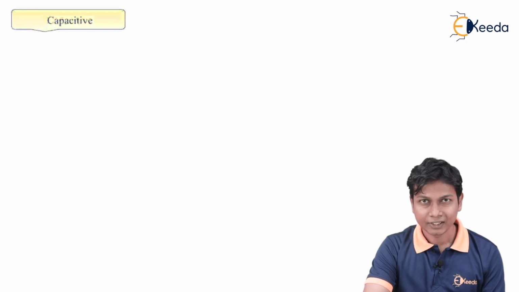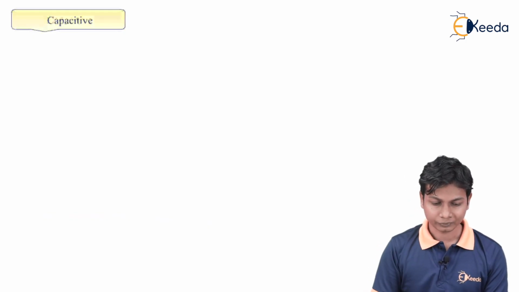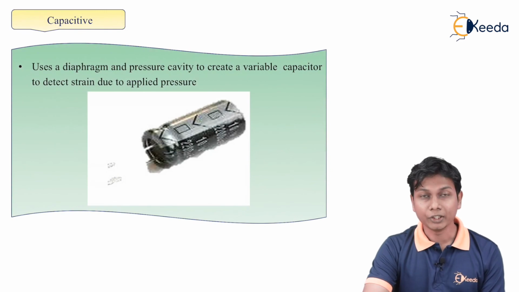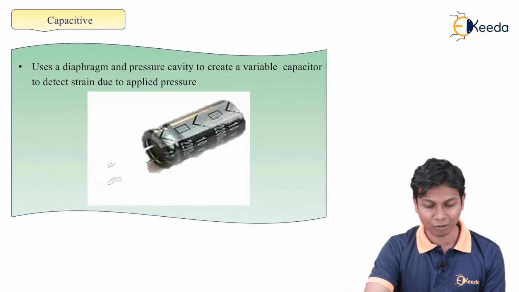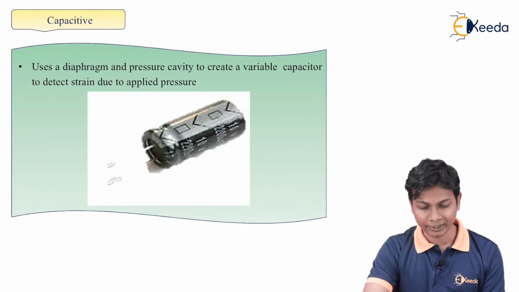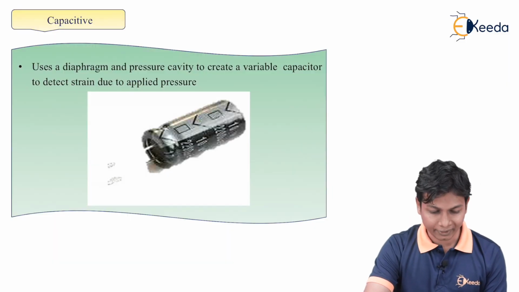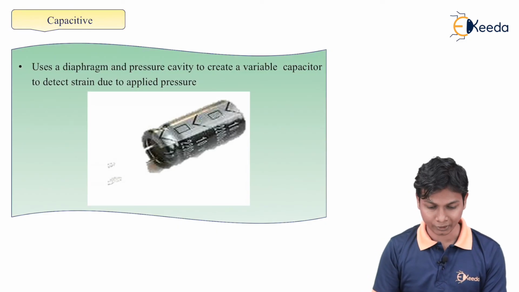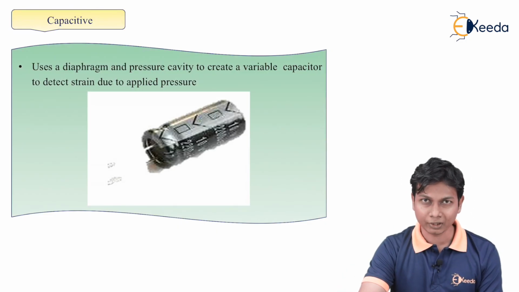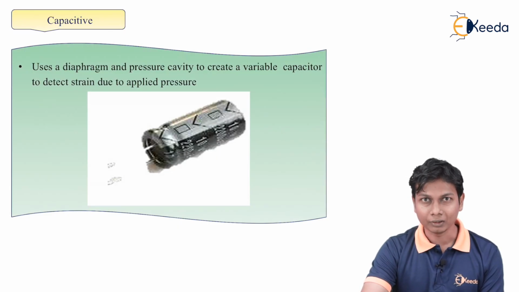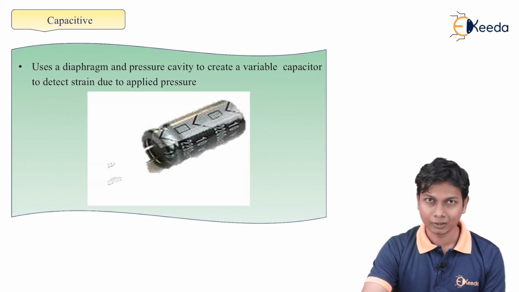Now, another technology used to sense is capacitive. It uses a diaphragm, meaning the rate of change in the displacement of a diaphragm is calculated in a pressure cavity to create a variable capacitance to detect strain due to the applied pressure. So when pressure is applied to the particular capacitor, it works with the diaphragm.